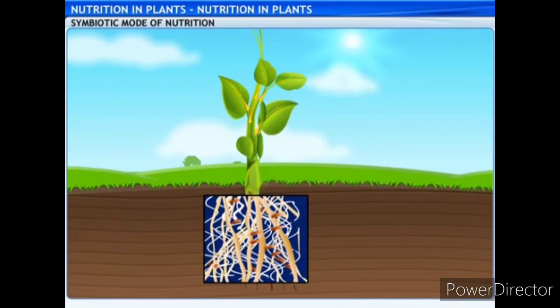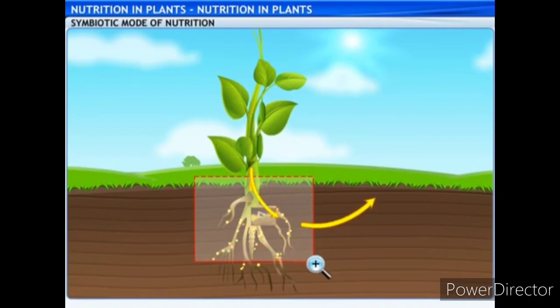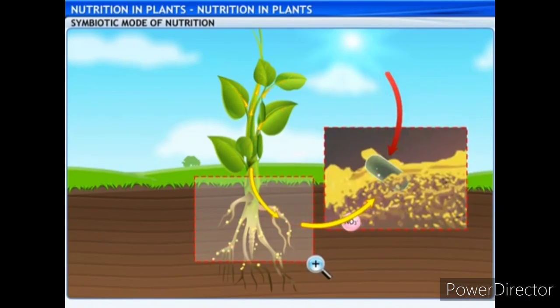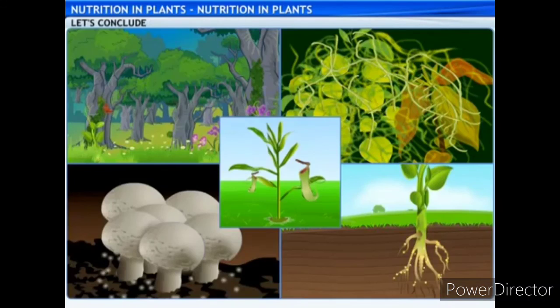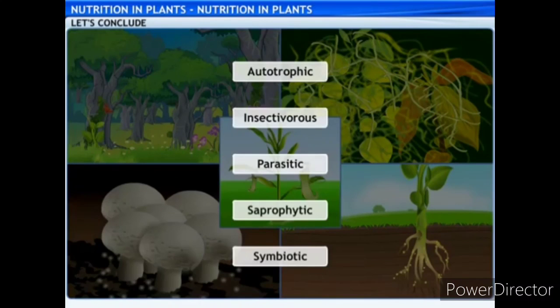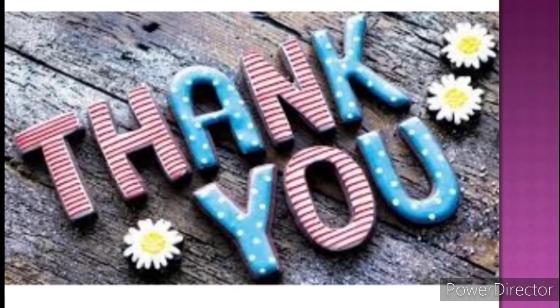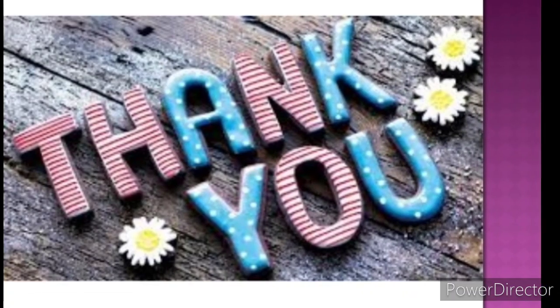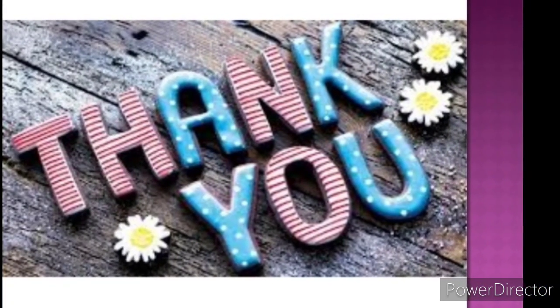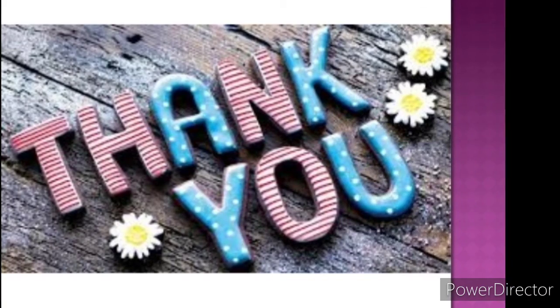In the symbiotic mode of nutrition, gram plants, pea plants and moong plants are all the best examples of root nodule production. All these plants cannot fix nitrogen directly. So these bacteria live along with the plant in the form of small root nodules. These root nodules will continuously supply nitrogen. Until then, keep learning, keep gaining knowledge. Thank you, children.